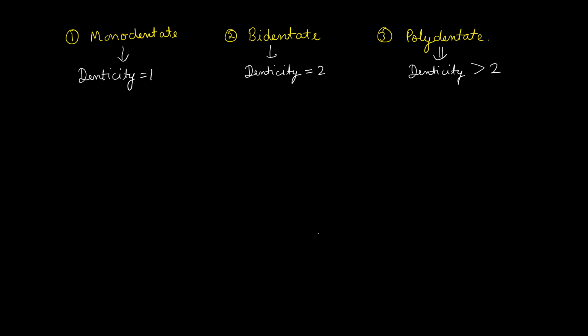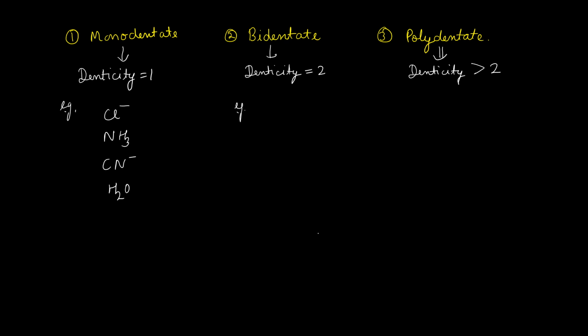Now, denticity 1 means only one donor atom is there and only single donor atom at a time is involved in bond formation. So Cl-, NH3, CN-, all these are monodentate ligands. Water is also monodentate ligand because it also has only one donor atom available to it, that is oxygen, and at a time only one bond is formed by oxygen atom.